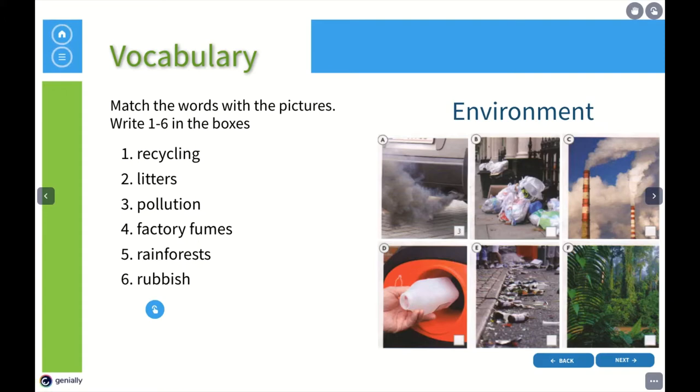Recycling, from the word recycle, you reuse something. You reuse the bottle of water, you reuse the can, glass. Okay, litter, so litter is a kind of bottle that you throw away or something. And factory fume, okay, rainforest, and rubbish is general garbage in general. Anyway, let's do this exercise by yourself, practice it, try to match it. When you see the picture and you can match it correctly, you get the right answer.